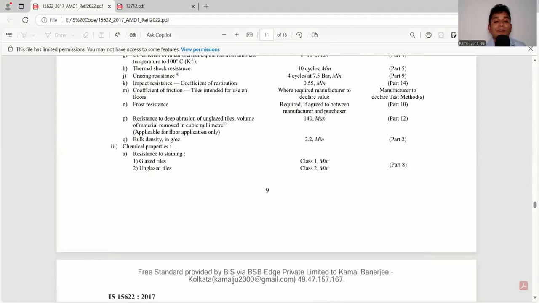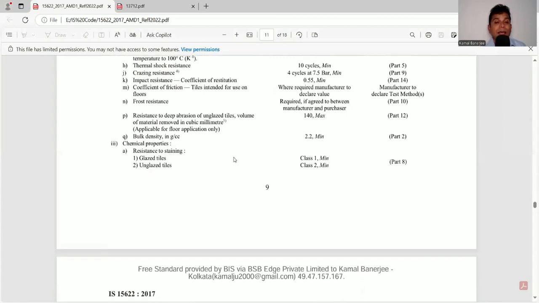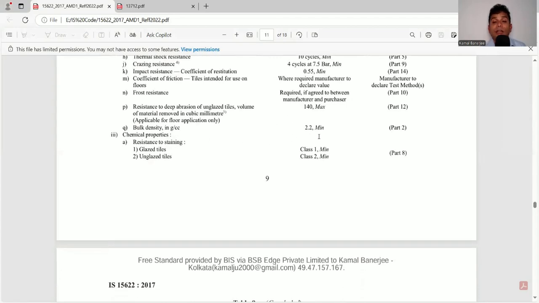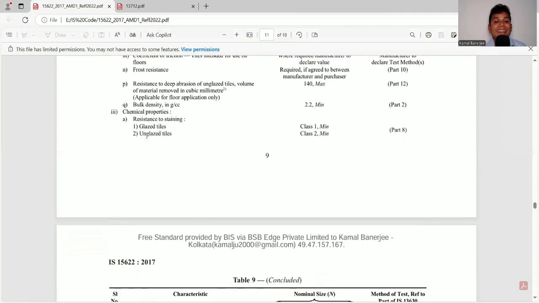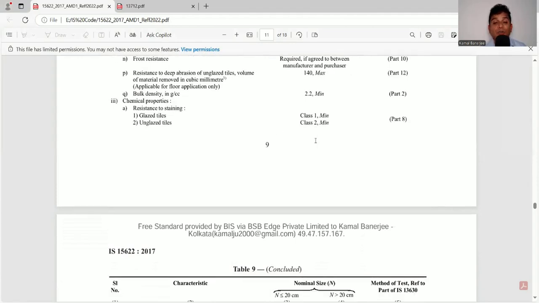Then resistance to deep abrasion of unglazed tiles, volume of material removed in cubic millimeter: 140 is maximum. And what is the bulk density? 2.2 minimum. Then chemical properties: resistance to staining, glazed tile class 1, unglazed tile class 2. It is continuing because it has given too many properties.